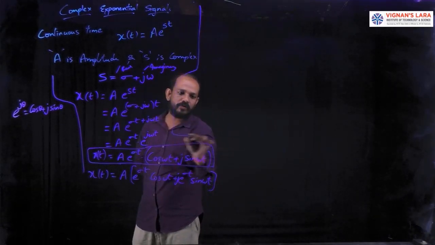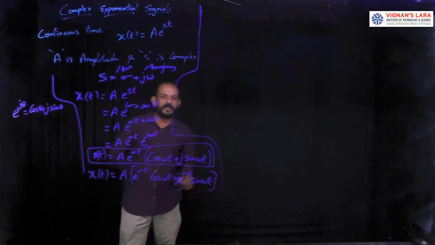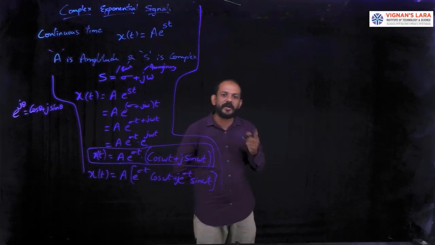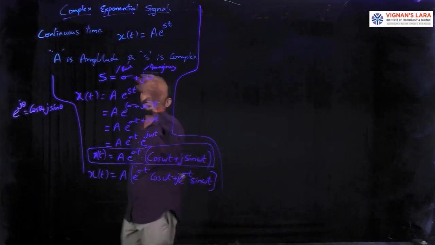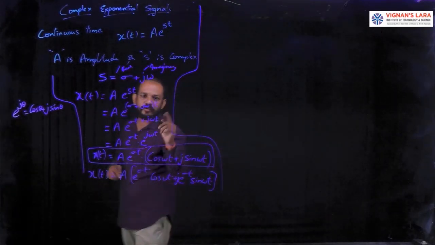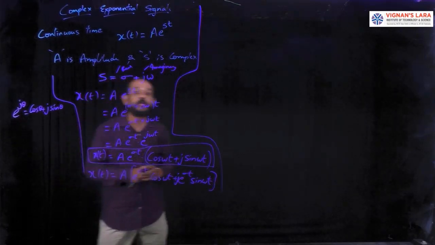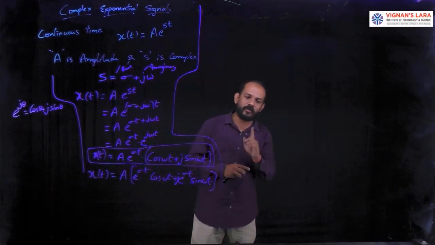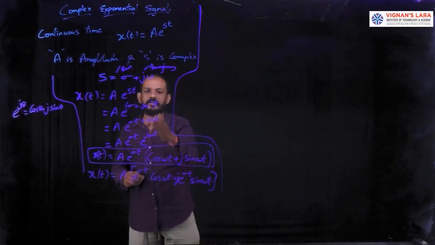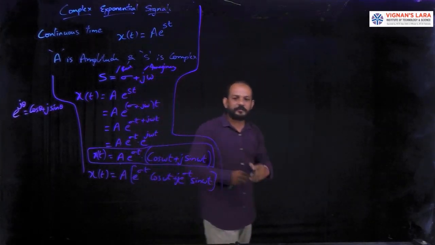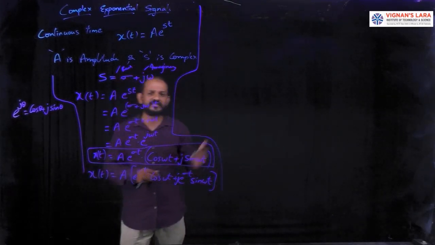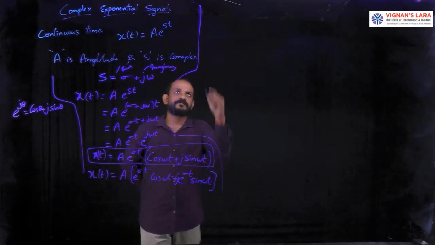Okay. Now, based on the values of sigma and omega, we have different types of complex exponential signals. So if you know the values of sigma and omega, you can write different types of complex exponential signals. How will they look? First, I will show you different cases. Here we have a total of 6 cases.